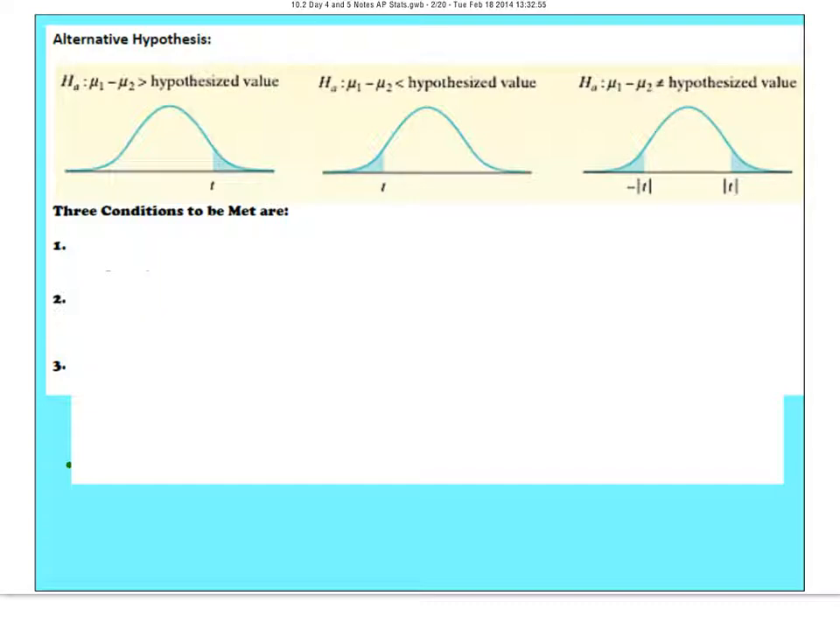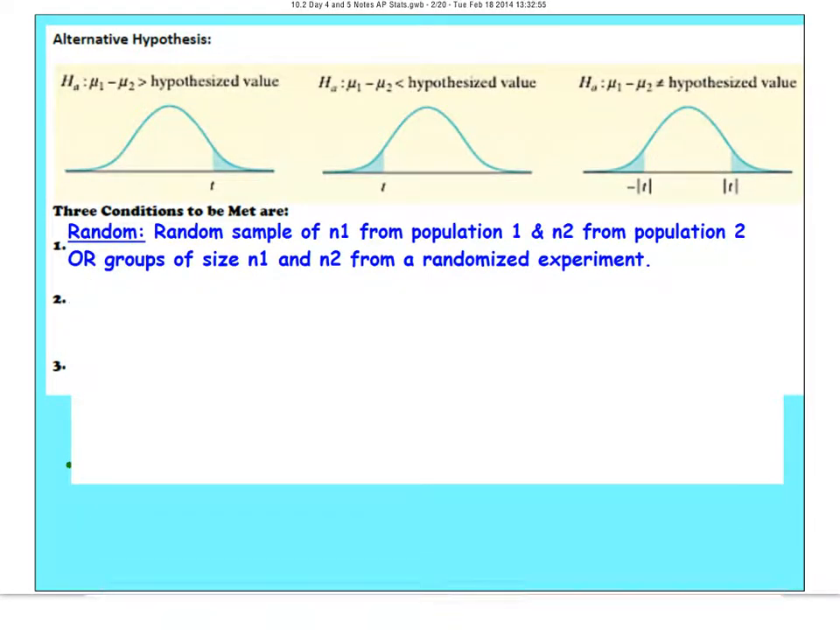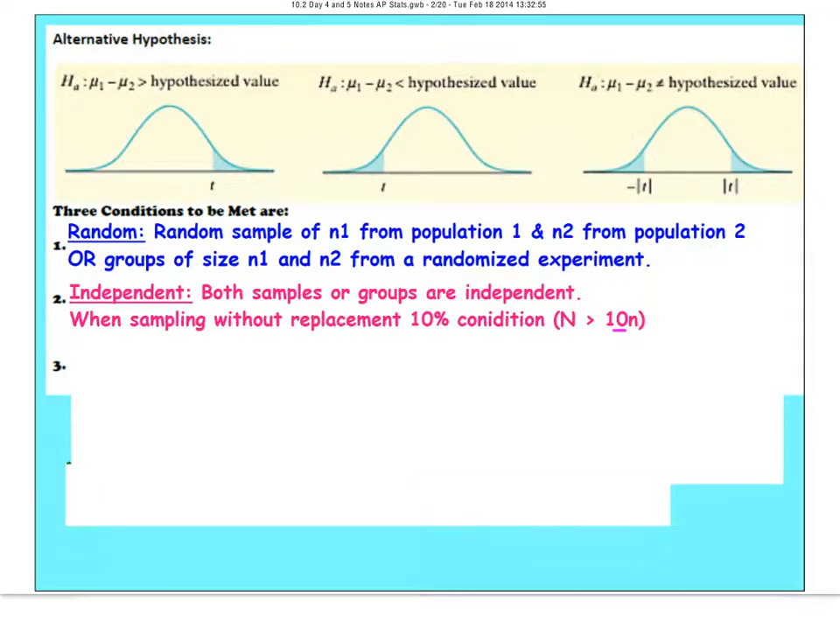And they are the exact same conditions as they were for the confidence interval. So first we're going to start by checking for randomness. Is the sample of n1 from population 1 and the sample of n2 from population 2 done randomly, or was it a randomized experiment for both of the two samples? For independence, again, both samples or groups need to be independent. If you are sampling without replacement, check the 10% condition for both.